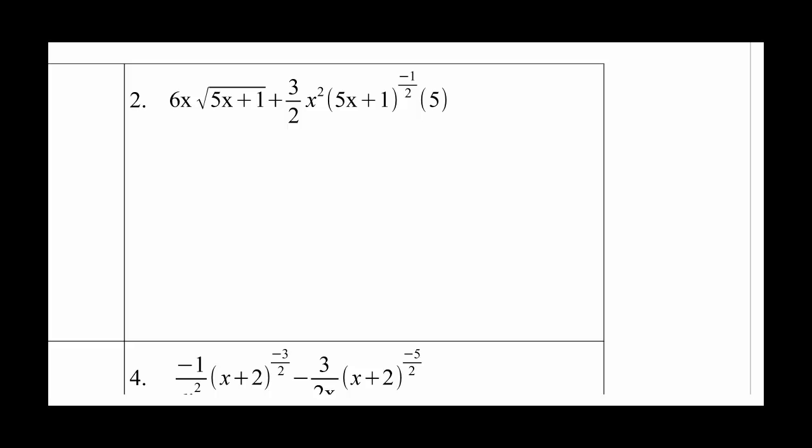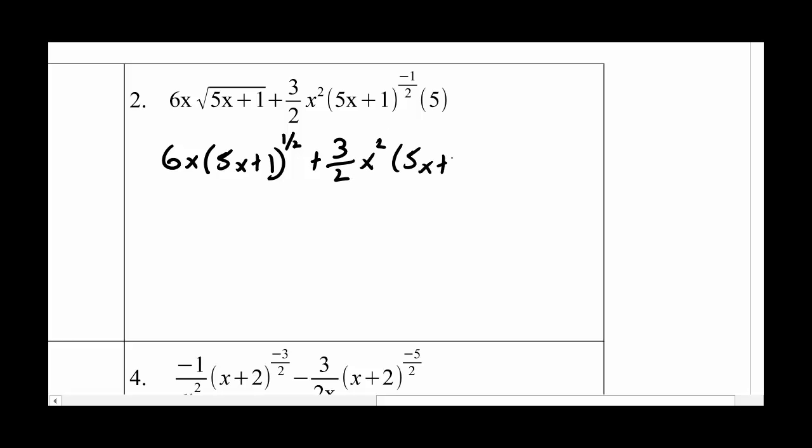All right, in number two, I'm going to go ahead and rewrite that square root in its fractional exponent form so we can kind of see what our GCF would be. So that would be 5x plus 1 to the 1/2 power, and 3/2 x squared, 5x plus 1 to the negative 1/2 power times 5. Okay, so let's kind of look at each half here and see what can I take out of both.